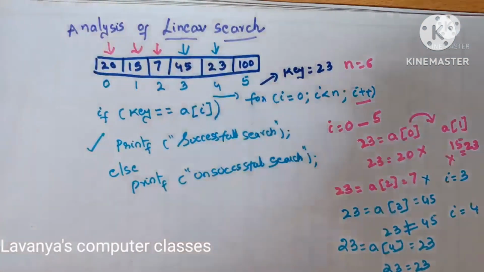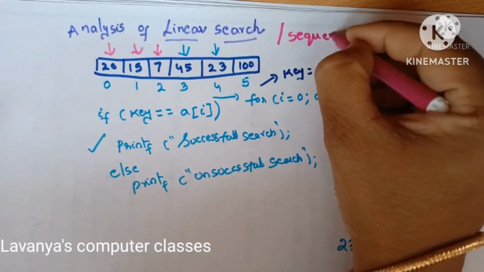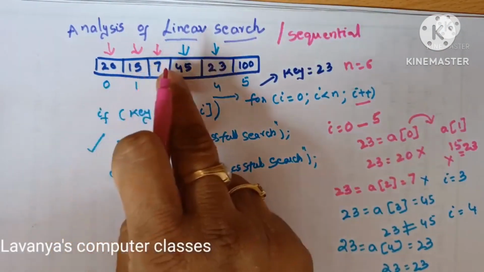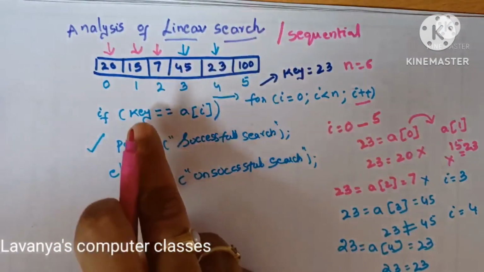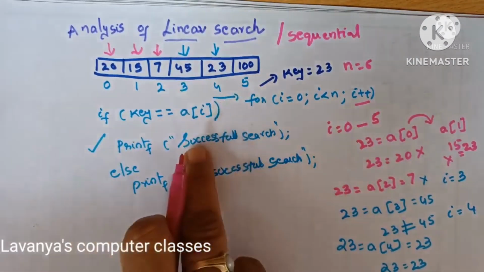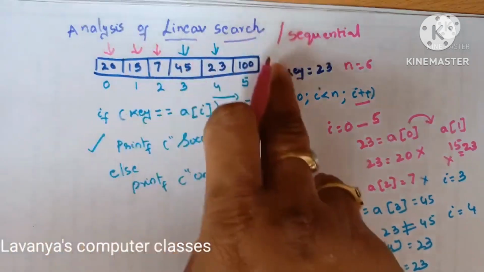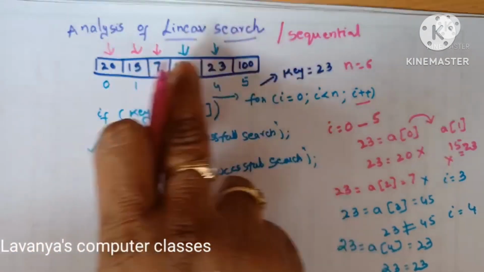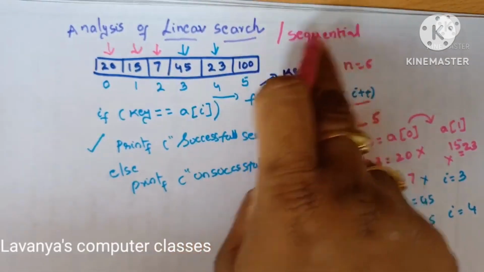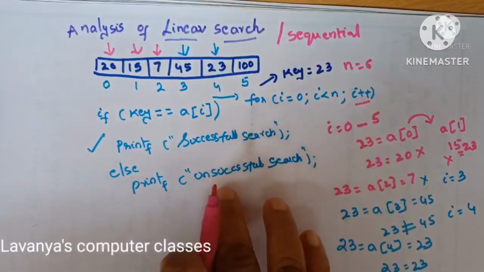So linear search is also known as sequential search. Sequential search means sequentially, one after another, each element is compared with the key element. Whenever both are the same, then immediately we write successful search. Otherwise check one after another till the last element. If at the end of the element list we are also not getting the key element, it is called an unsuccessful search. This is the concept of linear search.